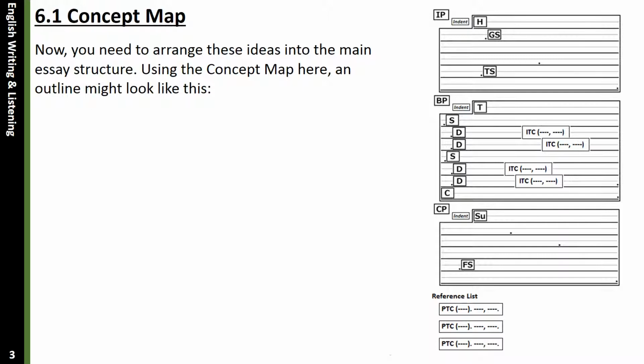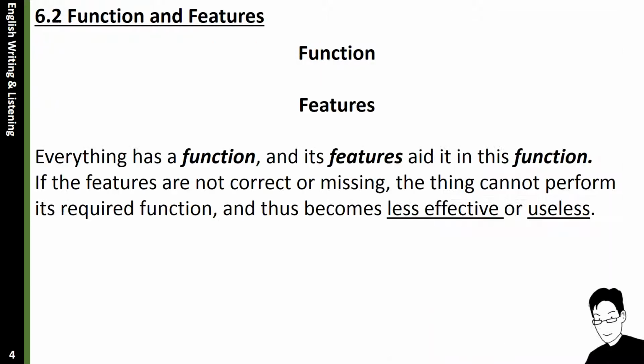The body paragraph structure is quite complicated, so we need to take note of the parts, functions and features. Everything has a function and everything has a feature, and the features aid this thing in its function. If the features are not correct or are missing, the thing cannot perform its required function and thus becomes less effective or useless. As an example, have a look at this chair.